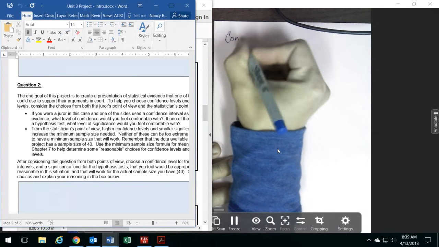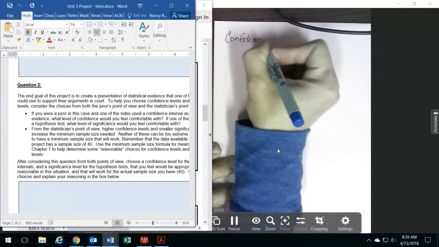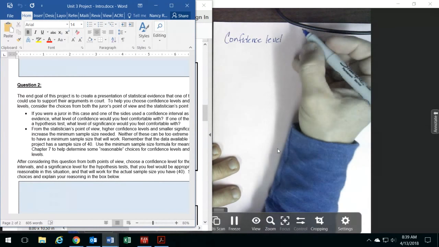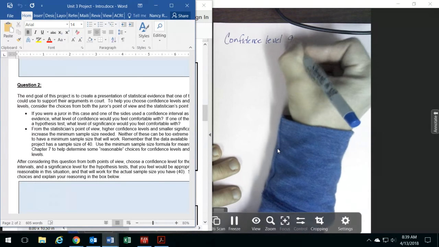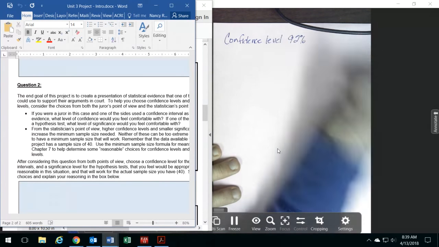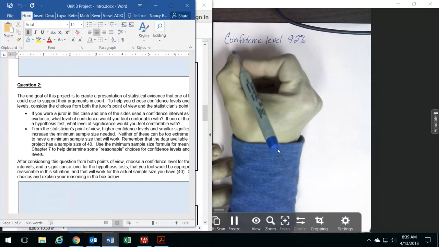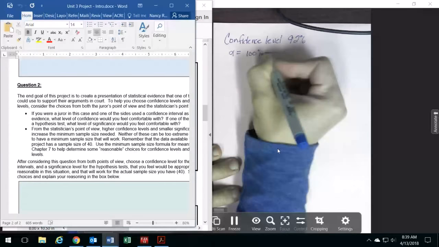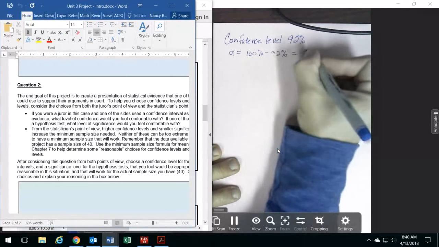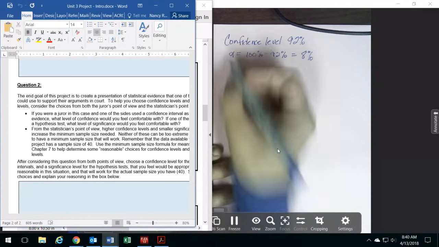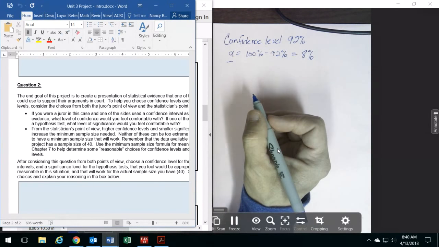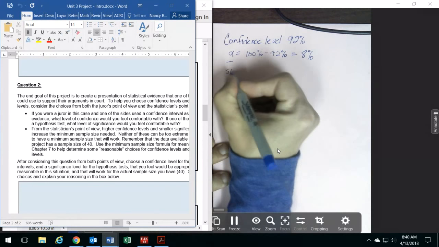So if we're doing a confidence interval, we have our confidence level. So let's say we picked a confidence level of, I don't know, we'll pick something different, 92%. That means for our alpha, it's 100% minus 92%, so that's 8%. This alpha is related to the alpha for a hypothesis test, which for a hypothesis test, that's called the significance level.